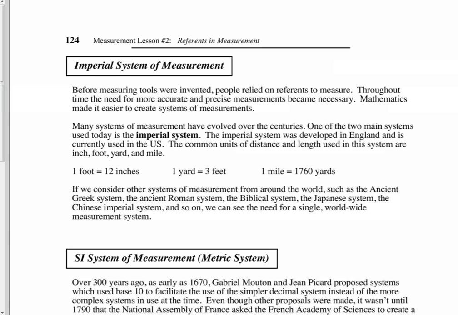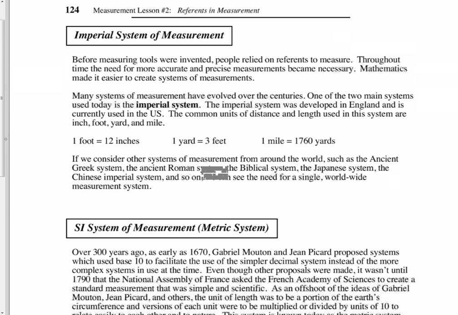Okay, so the imperial system, really quickly, is used in the U.S. The imperial system is from the English, the British, right? And then the metric is from the French.